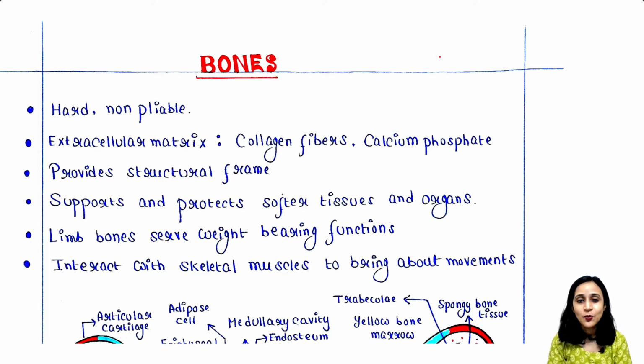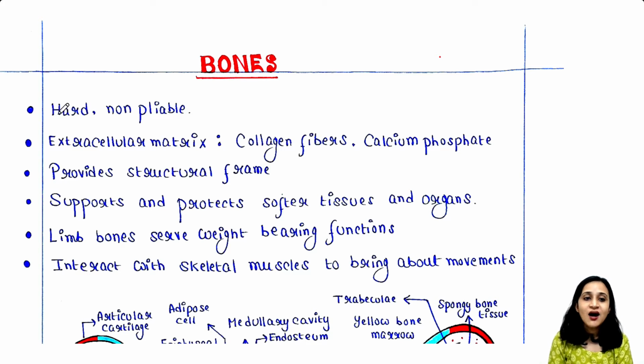So let's talk about bones. We have seen that connective tissue is of mainly 3 types: loose connective tissue, dense connective tissue and specialized connective tissue. We have already talked about loose and dense connective tissue. And specialized connective tissue is of 3 types: cartilages, bones and blood. In the last lecture I talked about cartilages, and today I will talk about bones.